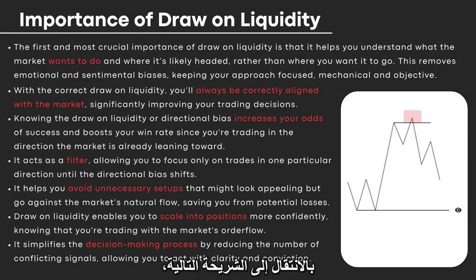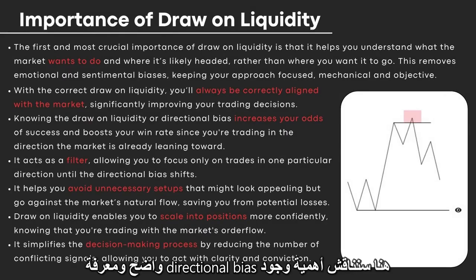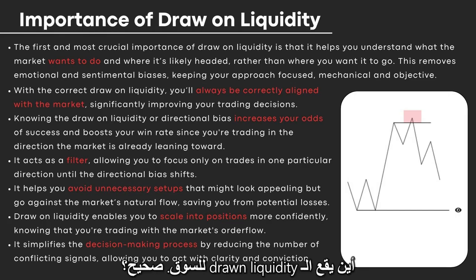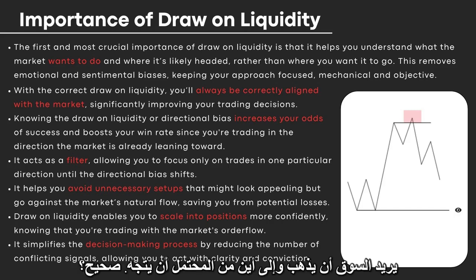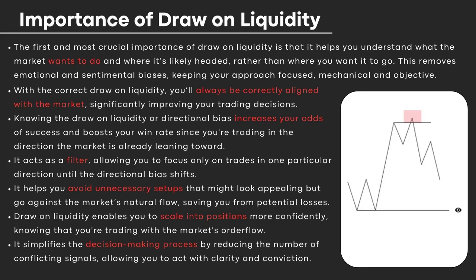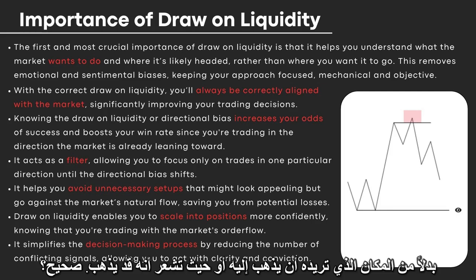Moving on to the next slide, right here we'll discuss the importance of having a clear directional bias and knowing where the drawn liquidity of the market is, right? The first and the most important thing about drawn liquidity is that it helps you understand what the market wants to do and where the market wants to go and where it's likely headed, right? Rather than where you want it to go and where you are sensing it might go, right?